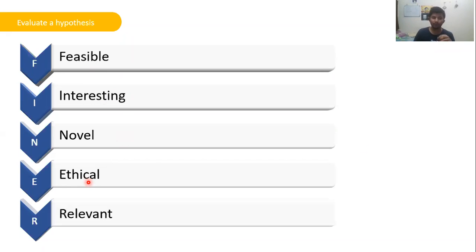And last, we come to it has to be relevant. It has to be relevant to medical science. You can do research in anything, but as medical students, I'm telling you, it has to be relevant. It has to add to the information that already exists. Right? That is what relevance is.